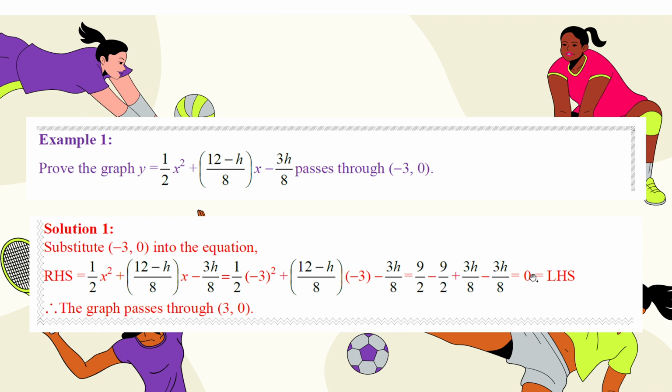So it's equal to 0. Why? Because y is 0, so the right hand side is also 0. So you showed it, and you have the answer statement: the graph passes through (-3, 0). You got it? Yeah, this is a deductive proof already.